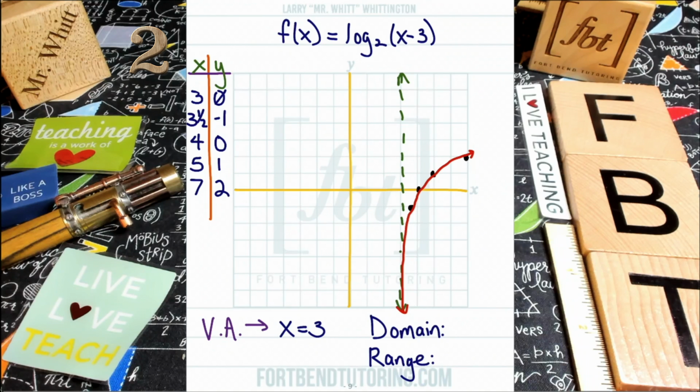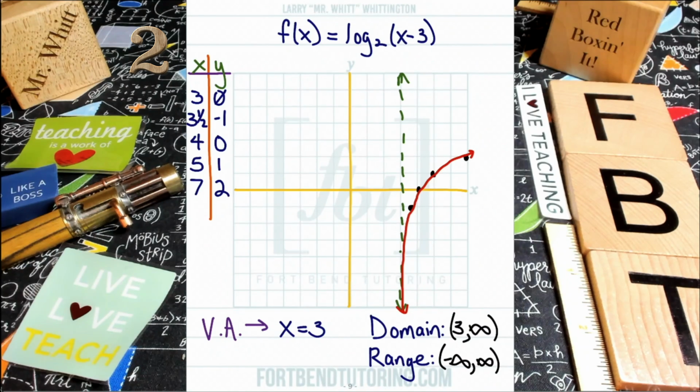However, your domain is going to be from 3 to positive infinity. And your range is going to be all real numbers. In other words, negative infinity to positive infinity. Once again, notice how I prefer to do especially the range after I graph it, not necessarily the domain. I can do the domain at the beginning, but I just have a preference when dealing with these logarithmic functions to go ahead and settle up the domain and range after I have graphed it. All right, so let's go ahead and red box it.